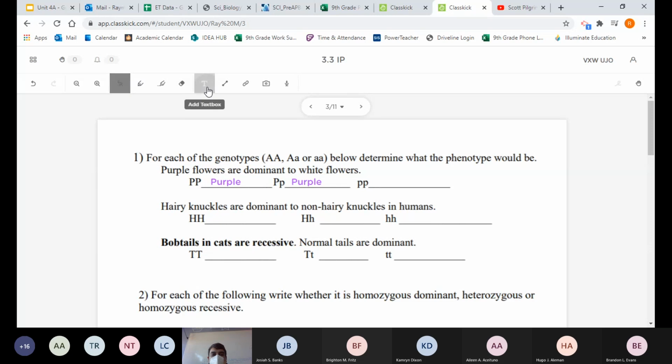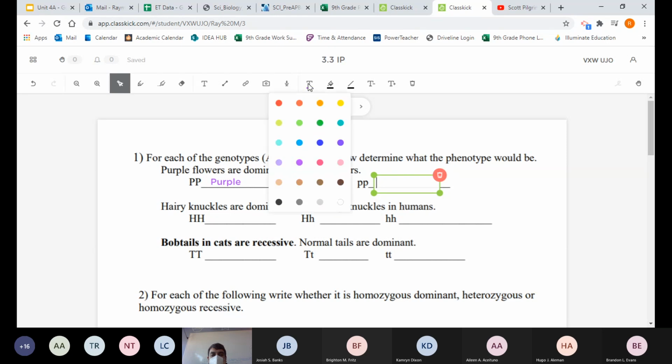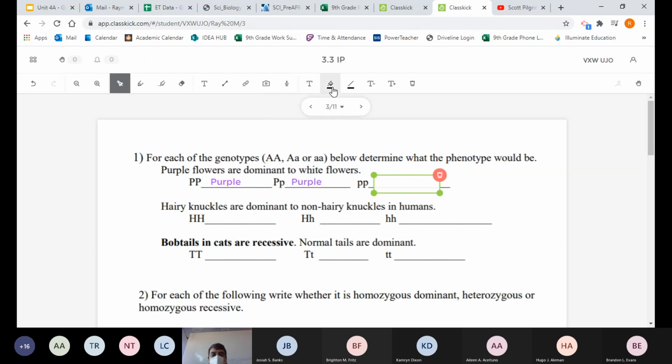Now, little p, little p, that's going to be double recessive. So that means that it's going to express the recessive allele. In this case, it's going to be white. And since I can't do white on white, I'm going to make it a black background. Isn't that fun? Look at how much fun we are having. It is incredible. There you go.